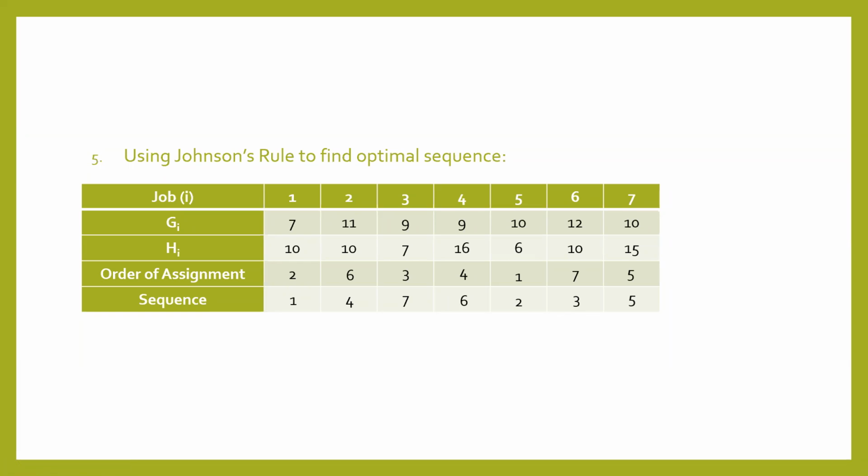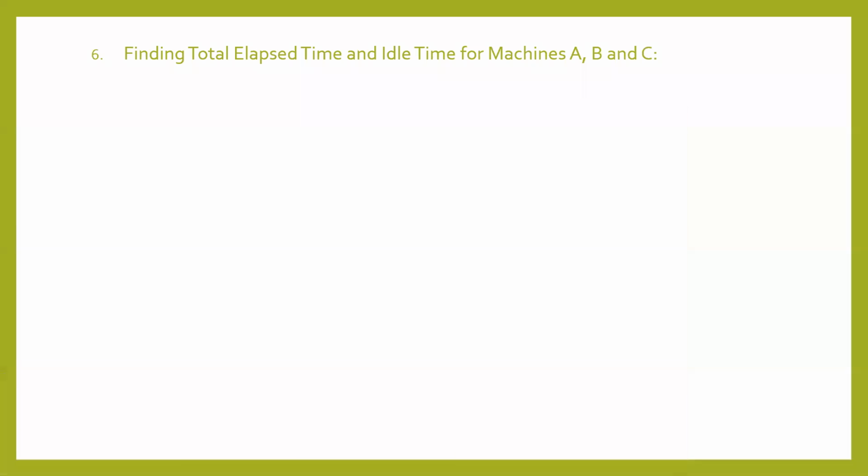So this is my sequence which I'm getting, and which is the optimal sequence for the fictitious machines G and H. And as I told you, the optimum solution which I get for G and H will be the same solution for my original machines A, B, and C. Okay, so my sequence for A, B, C can be again written, and we can find out the total elapsed time and the idle time like this.